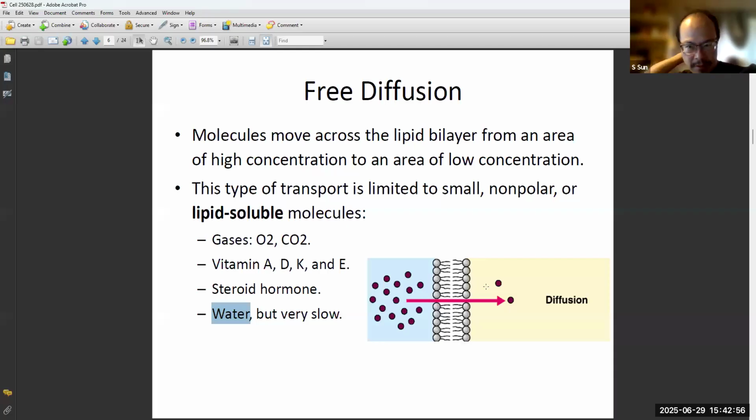Yeah. So you need to know these four classes of molecules. You're going to see a quiz question like which of the following molecules can freely diffuse across the cell membrane? Yes. So that's O2, CO2, vitamins A, D, K, E, steroid hormones, and water. This type of transportation doesn't require anything. It just diffuses across the cell membrane.